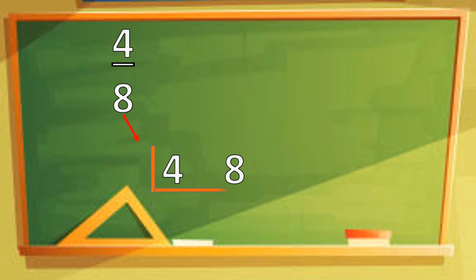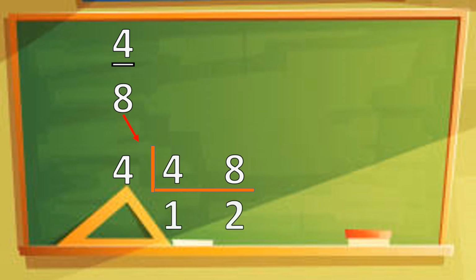Okay, we have to check if 4/8 is already in its simplest form. So we have to check if the only common factor of 4 and 8 is 1. Can we divide 4 and 8 by any other number except 1? Okay, yes, very good, we can. We can divide 4 and 8 by 2. And we can also divide 4 and 8 by 4. So let's use 4.